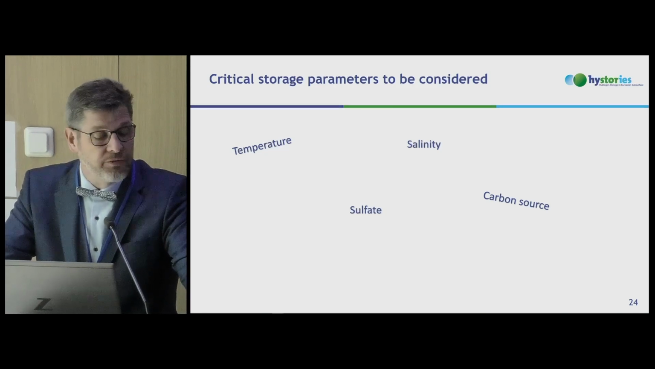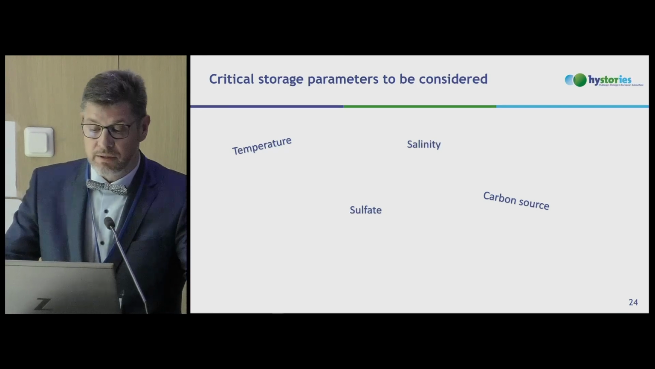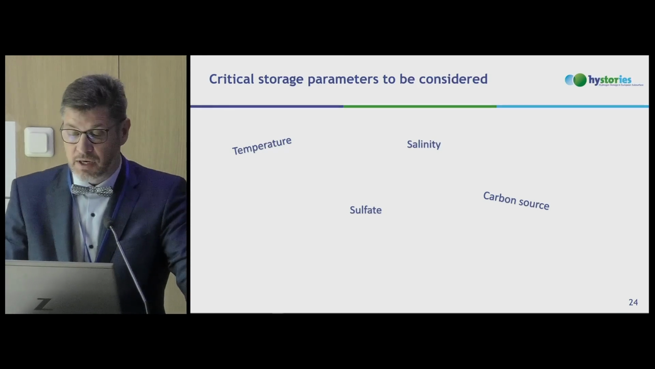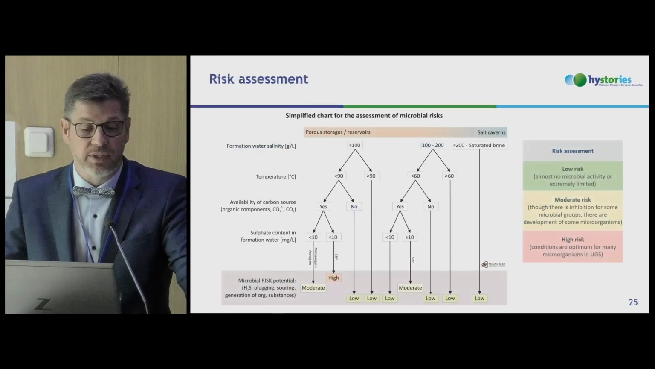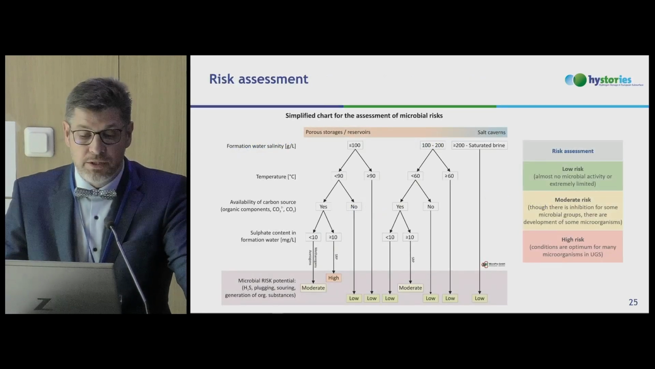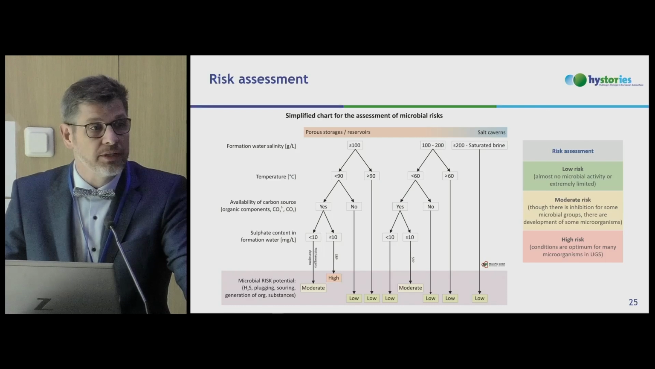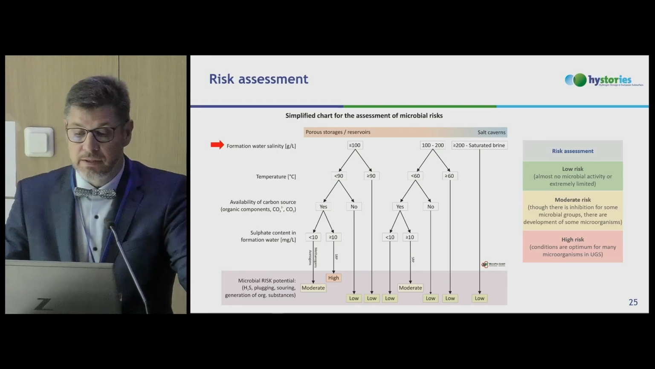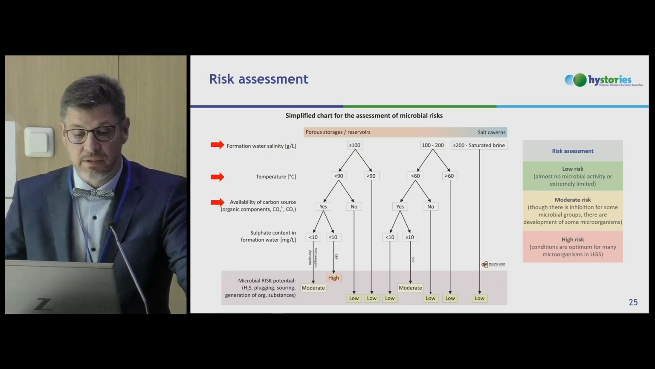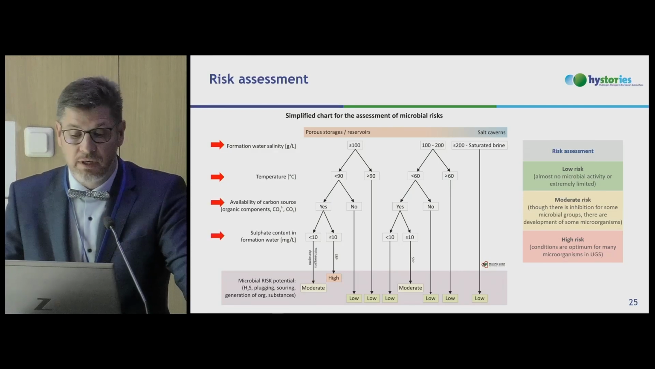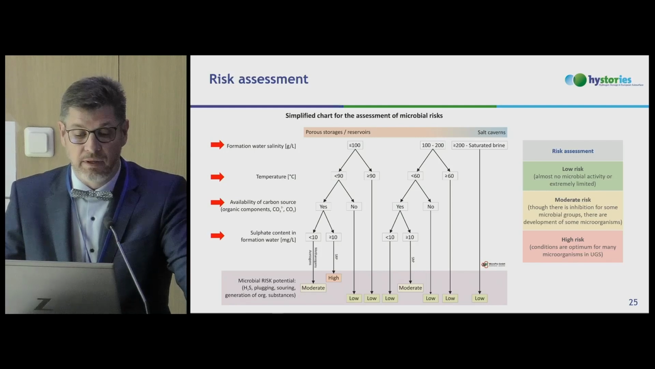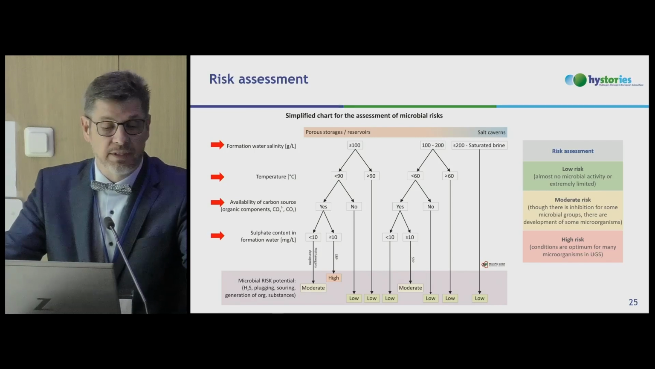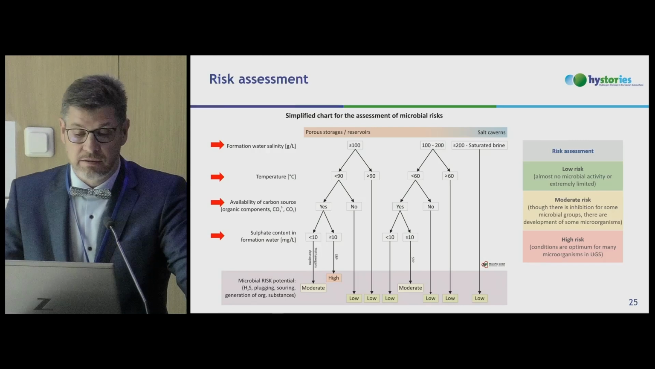On the basis of these four parameters, we have created a very simple risk chart that can be used to make an initial classification. With this chart, it's possible, at a very early stage of the planning, to rank potential storage sites and focus on low-risk sites. A combination of high temperature and salinity together with low carbon and sulfate content minimizes the risk of microbial activity. At a later stage, a more detailed microbial assessment must be carried out in any case.